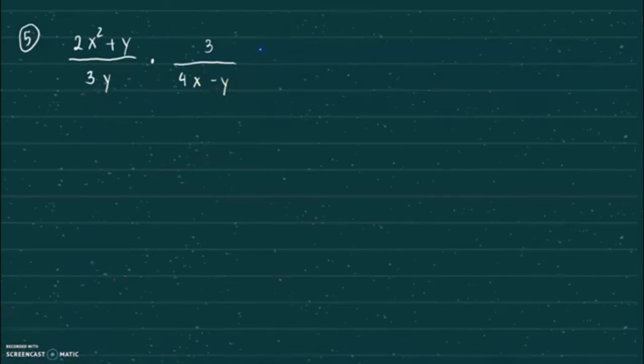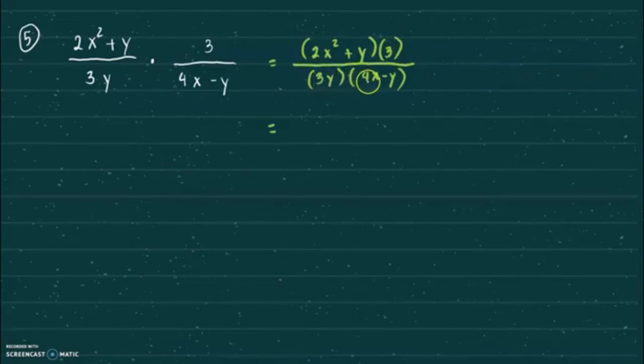Okay, so we have here 2x squared plus y, okay, enclose it in a parenthesis, times 3 over, okay, we have here 3y times 4x minus y. Okay, all right. Now look at here. Okay, examine your expression. So you have here 2x squared plus y times 3 all over 3y times the quantity of 4x minus y.